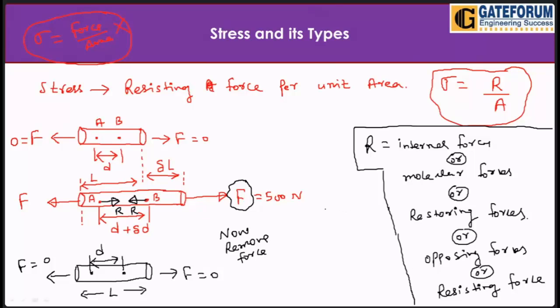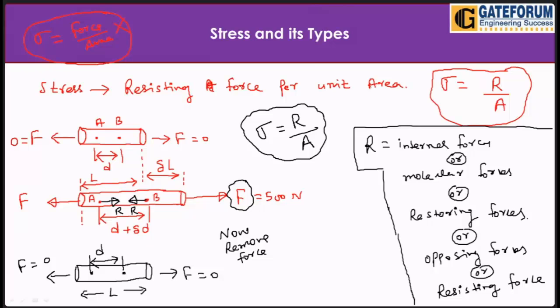So this is R. And what about stress? Stress is nothing but that resisting force per unit area. That resisting force per unit area is known as stress. Now, some of you might be thinking, why have you said per unit area, why not per unit cross section area?